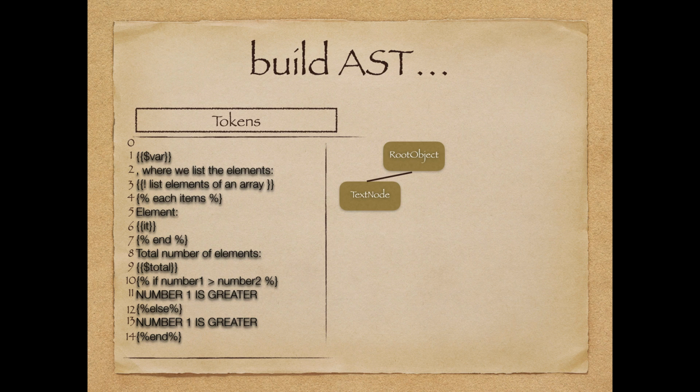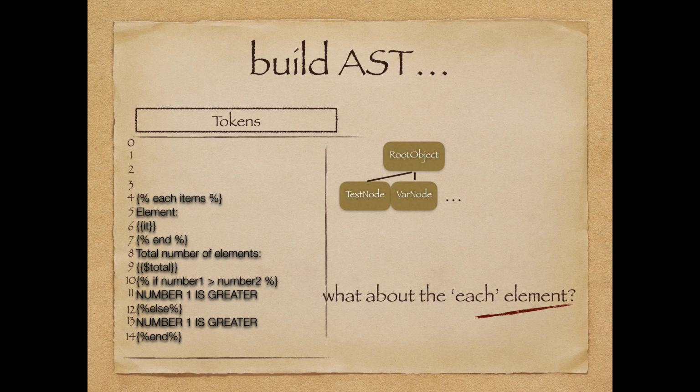The second token is a variable token. So let's create the variable node and continue creating the tree. The fifth element is an each token.